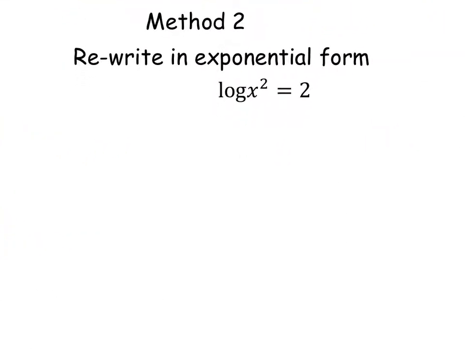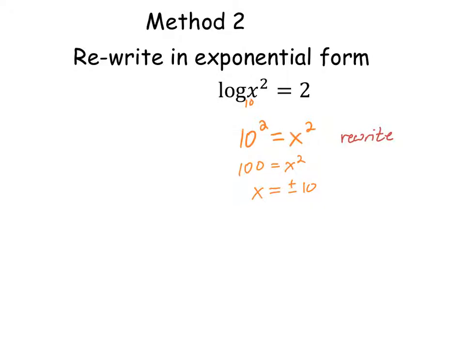Rewrite in exponential form. So that would be, this is a log base 10, so we would have 10 squared equals x squared. So we're rewriting, and oh, sorry, we're not using the one-to-one property here. In this case, we just rewrote it, and we can just go 100 equals x squared, take the square root, and we end up with, again, x equals positive or negative 10.